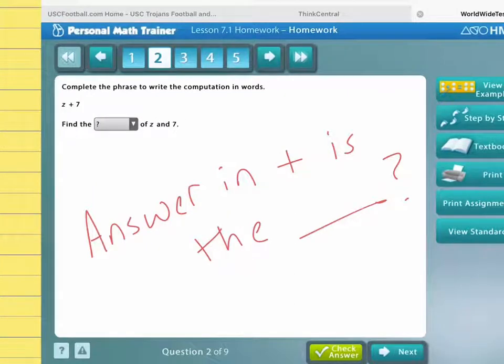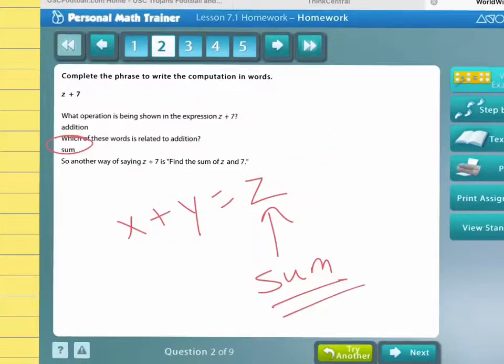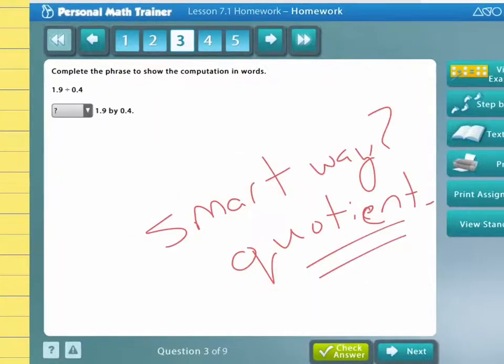Moving on to the next problem. You look at the plus sign there. What do you call a plus? Plus is the sum. So find the sum of z and c. Think Central says sum is the correct answer. The sum is the answer to an addition problem.